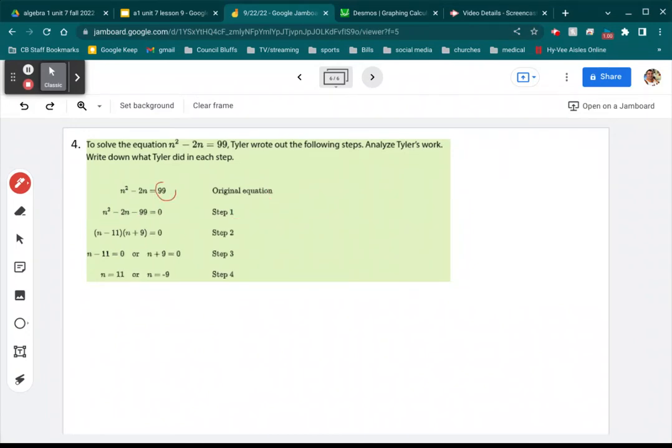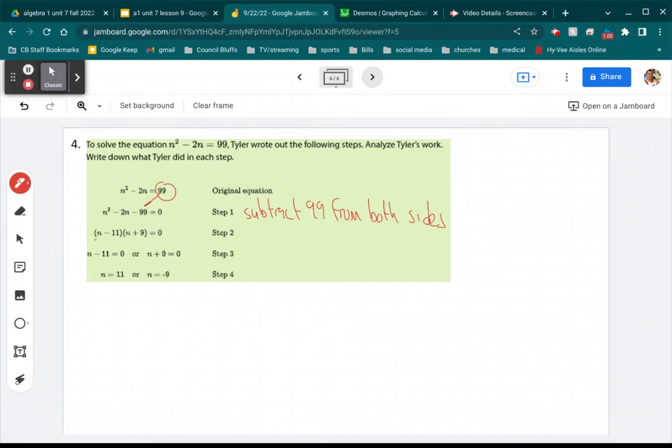So the question is, what did he do to go from the original equation to step 1. It looks like the thing that changed is that the 99 was moved over to the other side. And if you're going to move over 99 to the other side, you have to subtract it. So he had to rewrite it so that it says equals 0 at the end. He did that by subtracting 99 from both sides. So that was his step 1, subtract 99 from both sides.